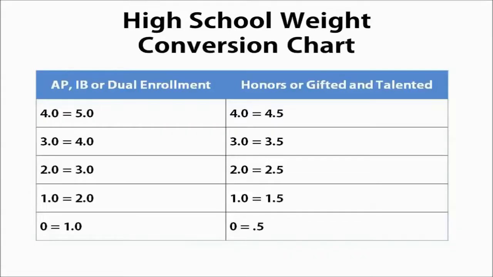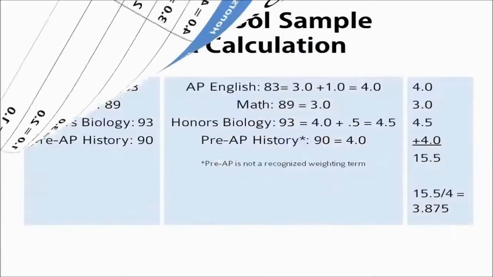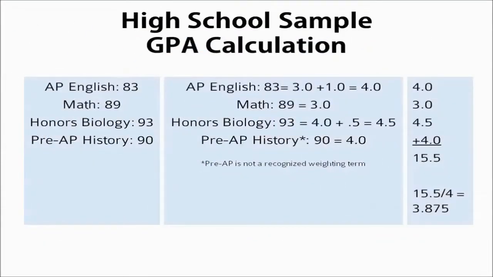Note that report cards must clearly reflect that the course is AP, IB, Honors, or Gifted and Talented in order to receive the weight. In order to receive the weight for dual enrollment, the report card must clearly indicate that the student is enrolled in a dual enrollment program. Here is a sample high school GPA calculation with weighted courses.